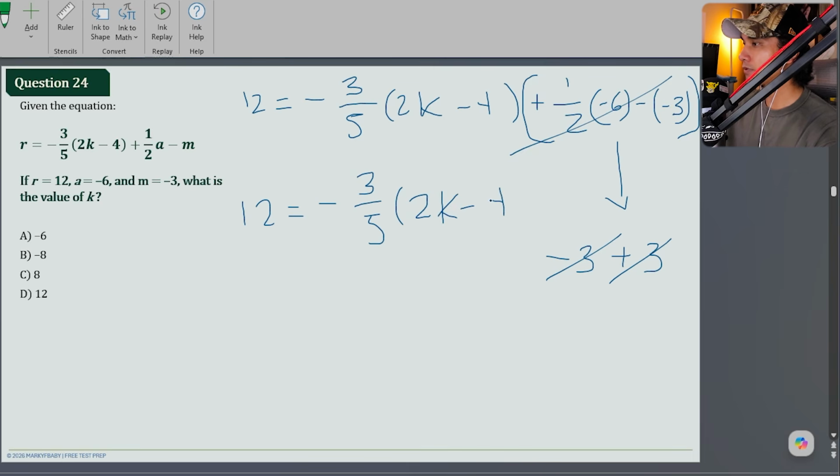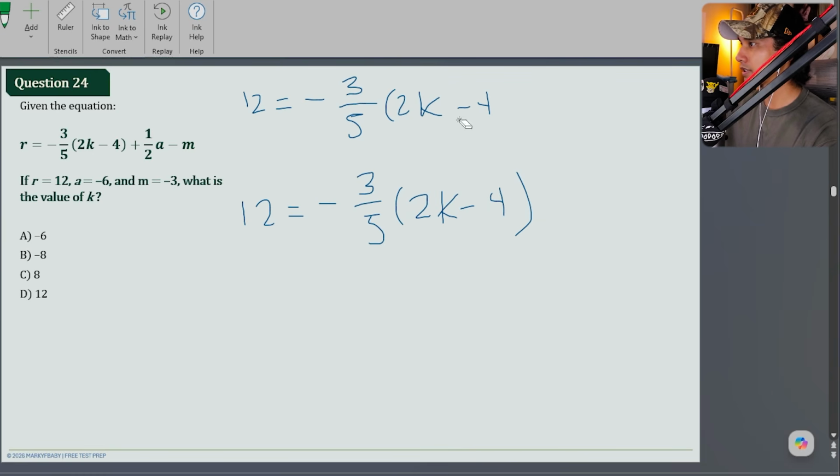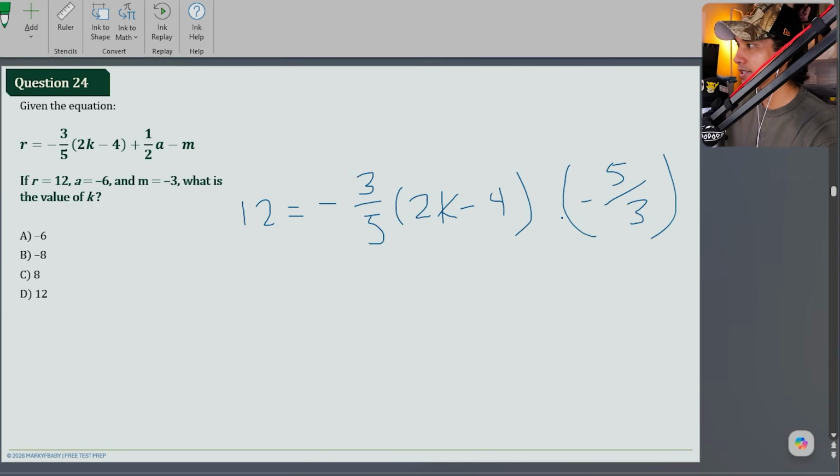2k minus 4, okay? So what I would do here is multiply this side. I'm going to take this all out now, not to confuse us. I'm going to multiply this by -5/3, okay? This is going to cancel out this right here. Boom. And then we're going to multiply the opposite side by -5/3.